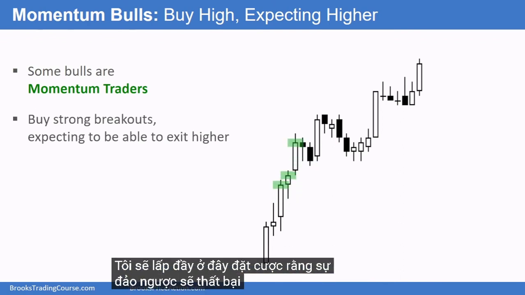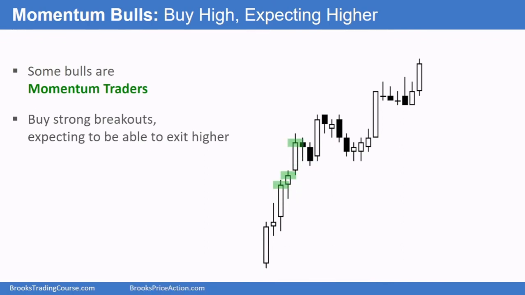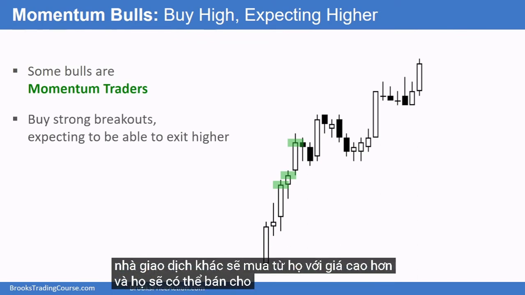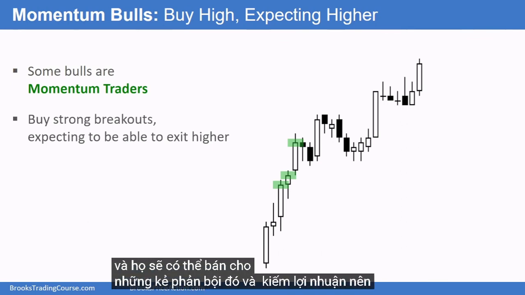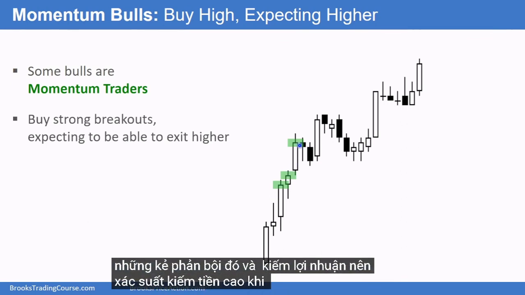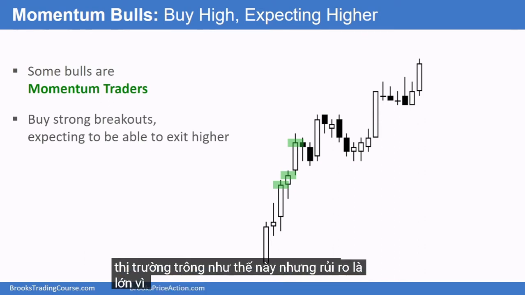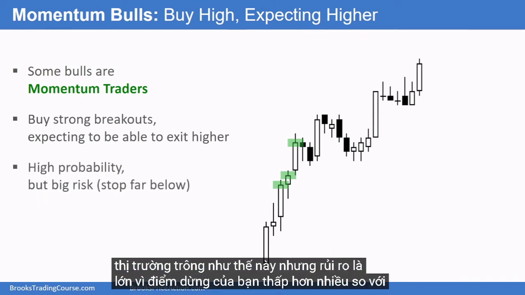They buy because they expect that other traders will buy from them at a higher price, and they will be able to sell to those traders and make a profit. So there's a high probability of making money buying when the market looks like this, but risk is big because your stop is far below.